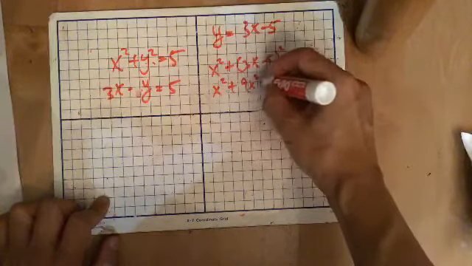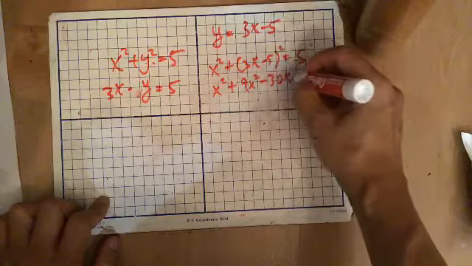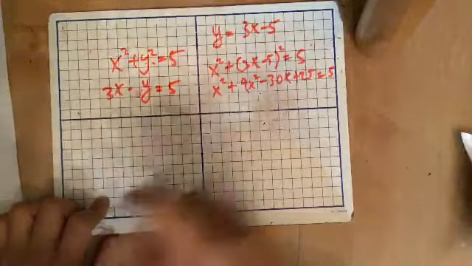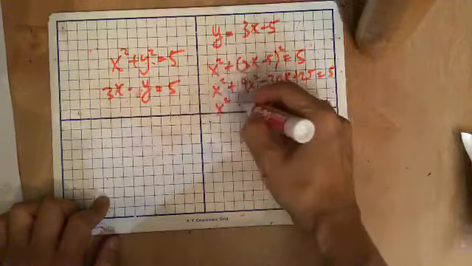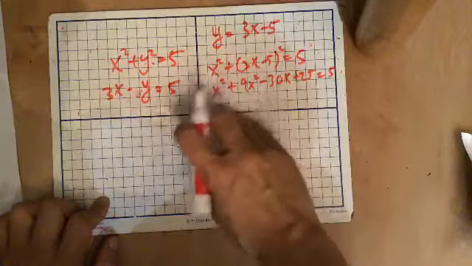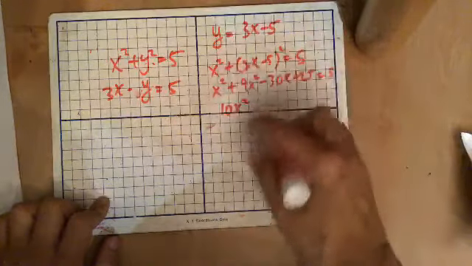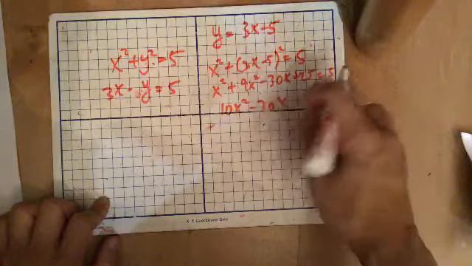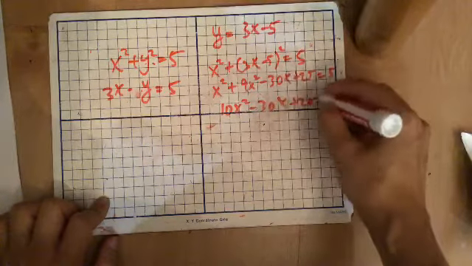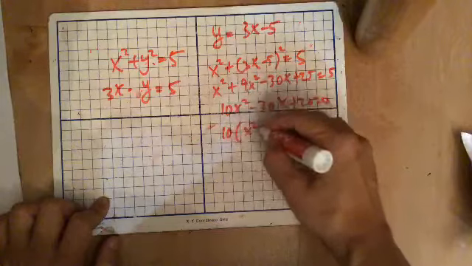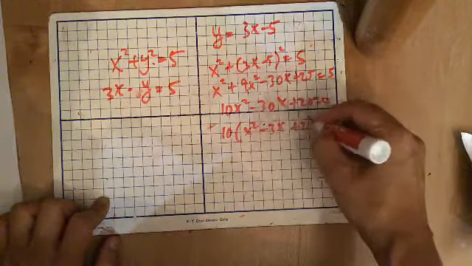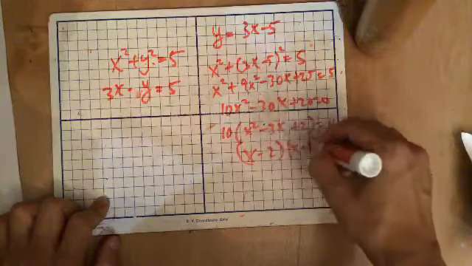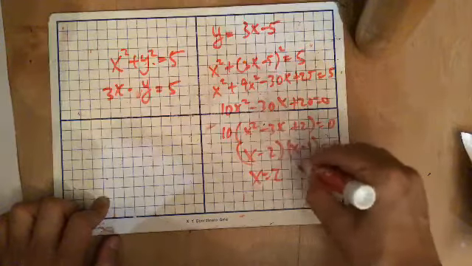Minus 30x plus 25 is equal to 5. So I just FOILed that part. So that's going to give you 10x squared minus 30x and then plus 20. So if I factor out 10, I'm going to get x squared minus 3x plus 2, that's equal to 0. (x minus 2)(x minus 1) equal to 0. X equal to 2, x equal to 1.